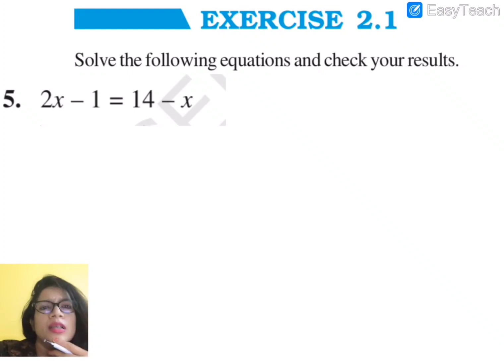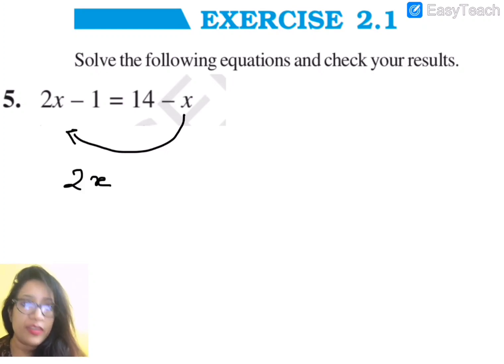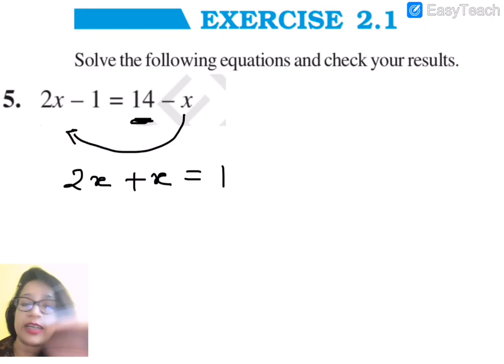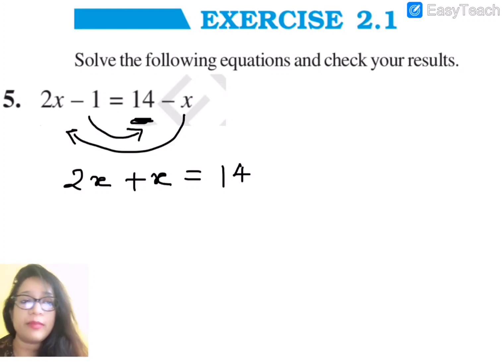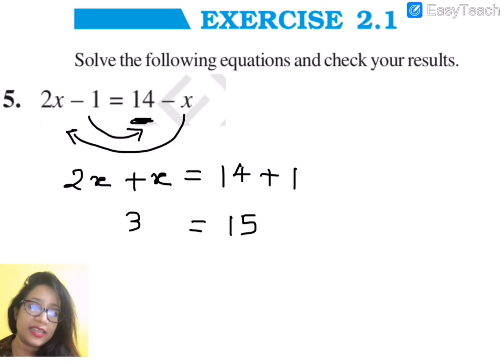Next one. So it is 2x minus 1 is equal to 14 minus x. Now it's an easy game for you. When this minus x comes on this side, it will become plus x. And 14 is already on this side, so we will not touch this term. And when this minus 1 comes on this side, it will become plus 1. So 14 plus 1 is 15 and 2x plus x is 3x.